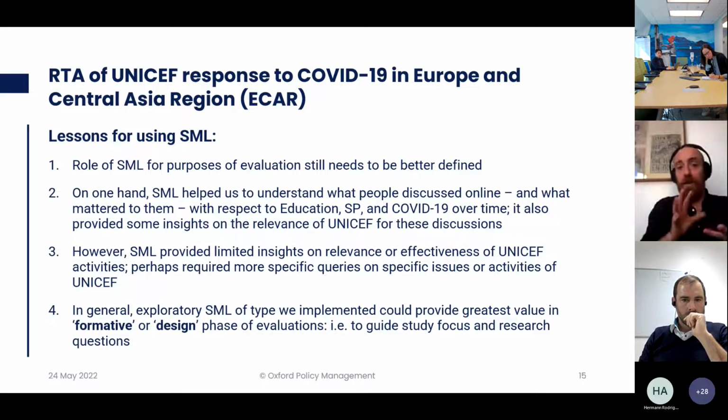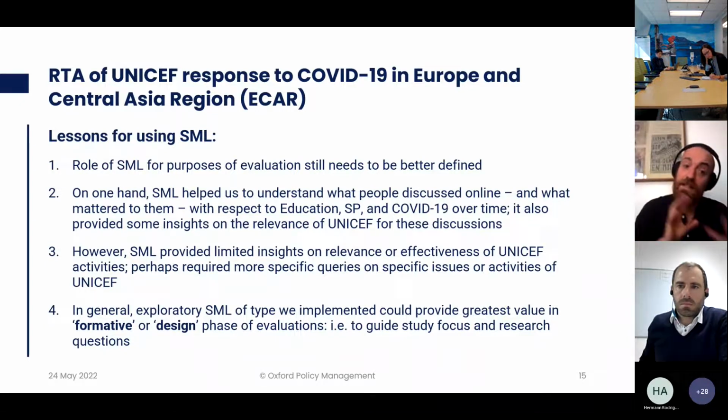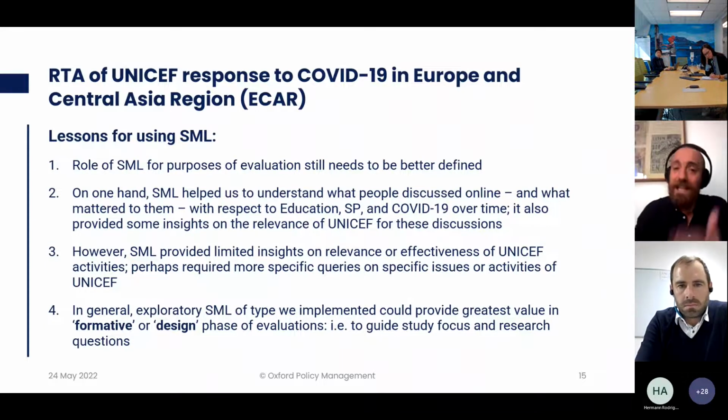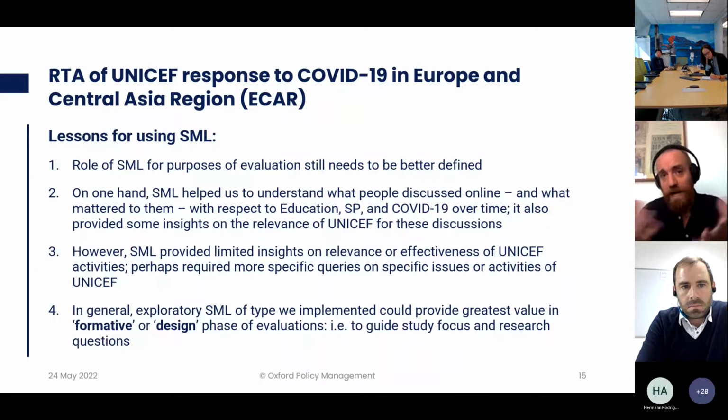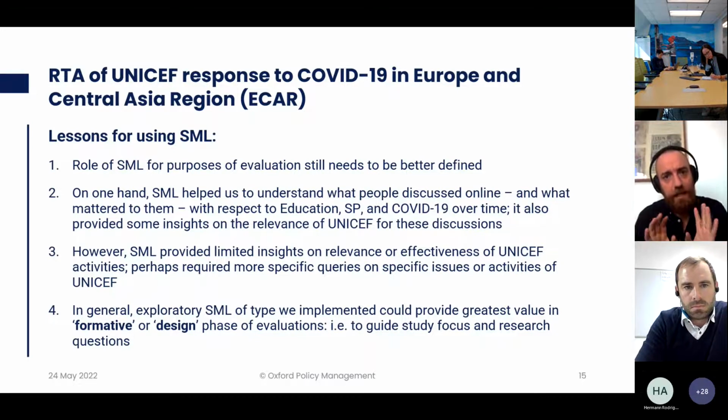So we thought that from this work in general, an insight could be that social media listening could provide greatest value in the formative or design phases of an evaluation. So at the beginning, before designing an evaluation, or while designing an evaluation, before then going into the field to conduct interviews and hone into specific topics.